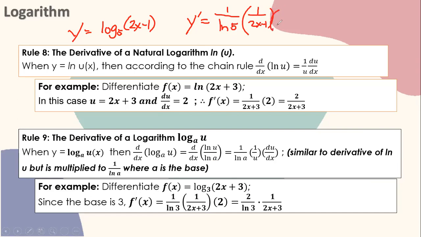Hindi pa. May mamumultiply pa siya sa derivative ng kasama ng logarithm. Okay, so 2x minus 1, ang derivative niya ay 2. So simplify, we have 2 over ln of 5 multiply to 1 over 2x minus 1. So pwede na po yan. That is our final answer. 2 over ln of 5 times 1 over 2x minus 1.